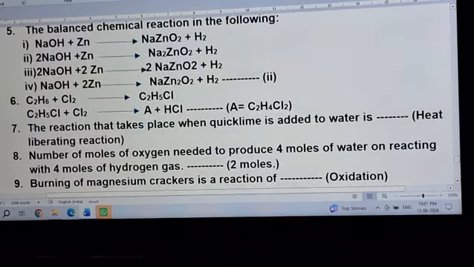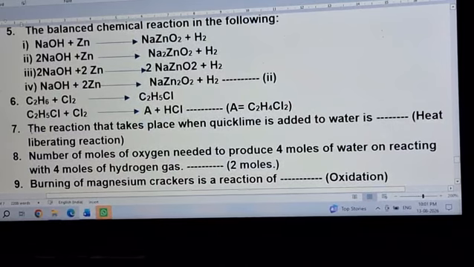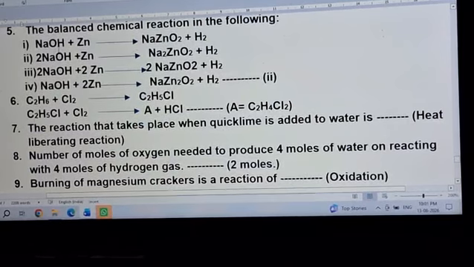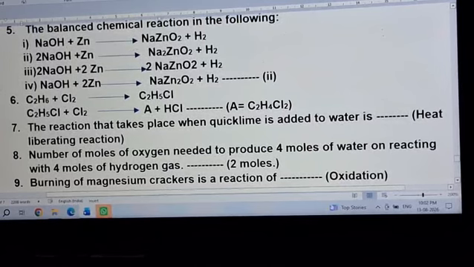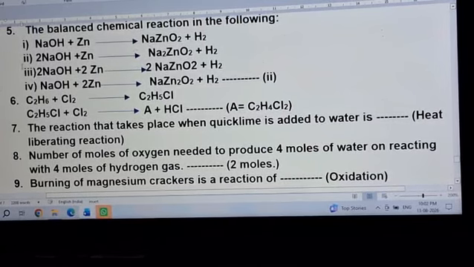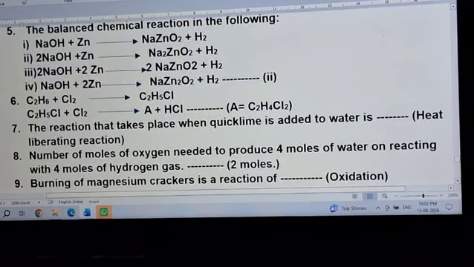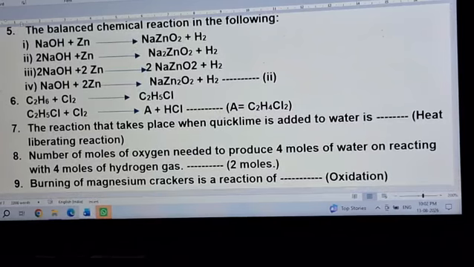Fifth one, the balanced chemical reaction in the following. What is the balanced chemical reaction? Here also sodium 1, oxygen 1, but oxygen 2 are there. Hydrogen 1 is there, here they are 2. So it's not a balanced one. 2 sodium, 2 oxygens, 2 hydrogens, 1 zinc and 1 zinc. So this is the balanced equation. The second one is the balanced equation.